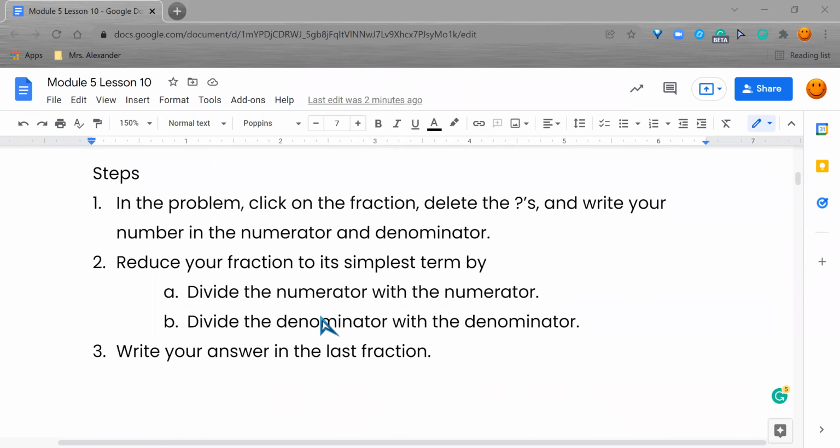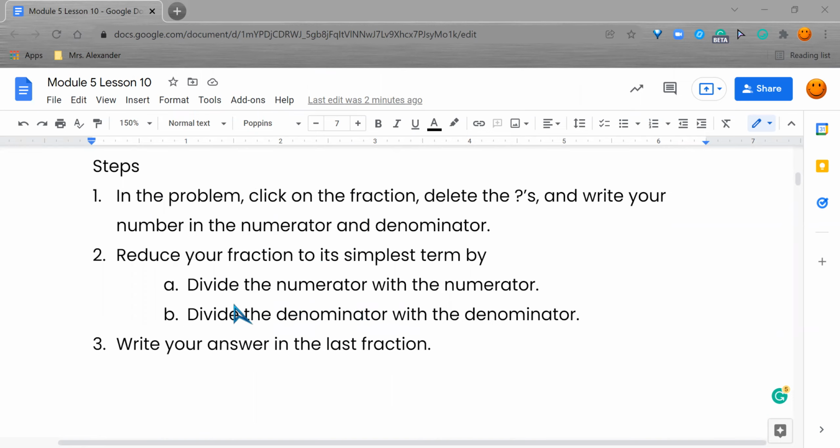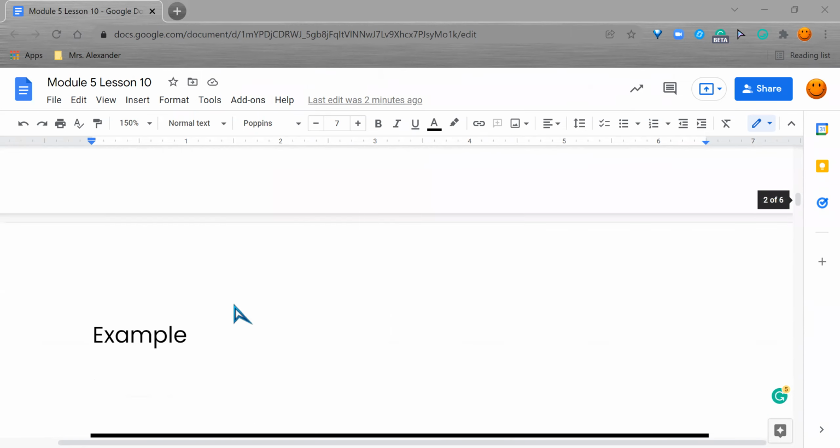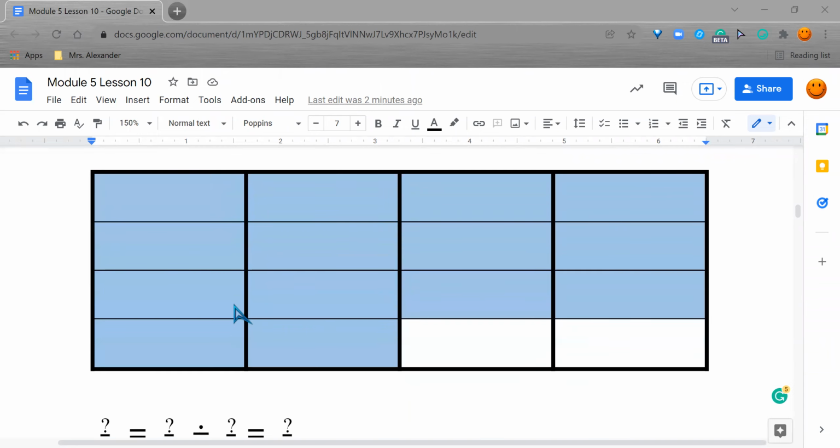Remember these? We're going to click on the fraction, delete the question marks, and then write our numbers. To reduce a fraction to its simplest term, we need to make sure we divide. And here we go. We're going to look at this first example. So the first thing we're going to do is count how many are shaded, or actually count all together.